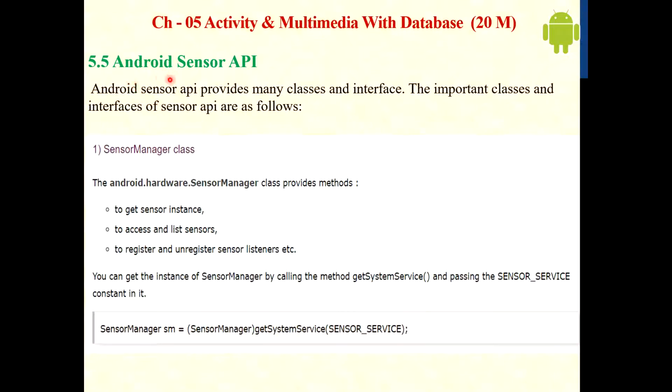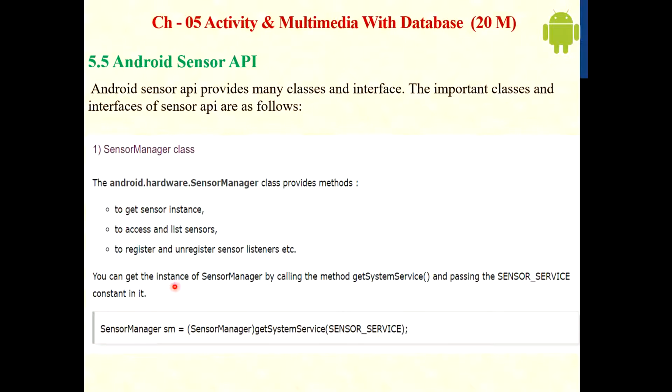Next we see the Android sensor API. The Android sensor API provides many classes and interfaces. The important classes and interfaces of the sensor API are as follows. There are many classes, but we see some important ones. First is the SensorManager class. The android.hardware.SensorManager class provides the methods to get a sensor instance, to access and list sensors, and to register and unregister sensor listeners. So the SensorManager class provides various methods for this type of activity.